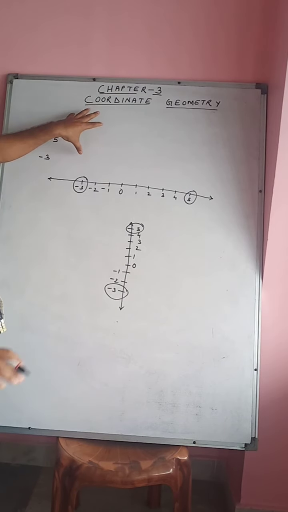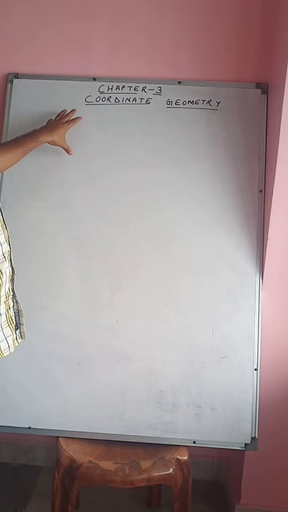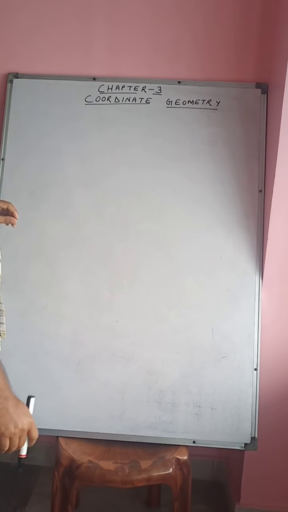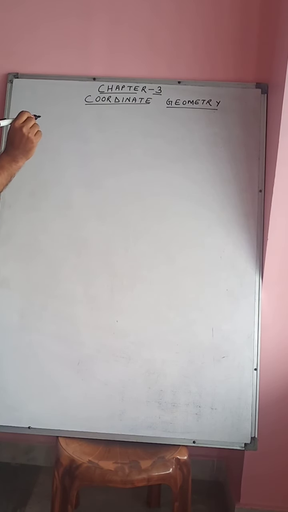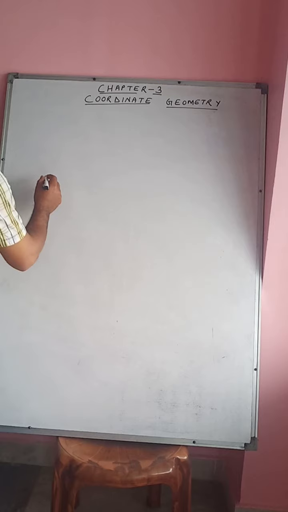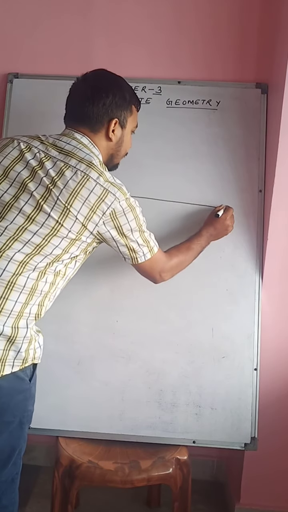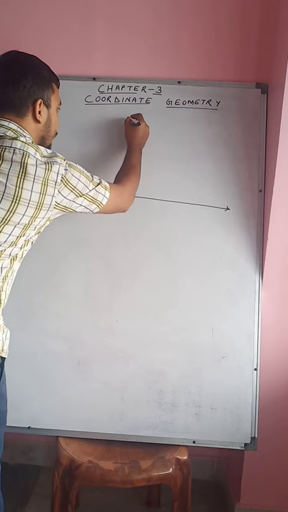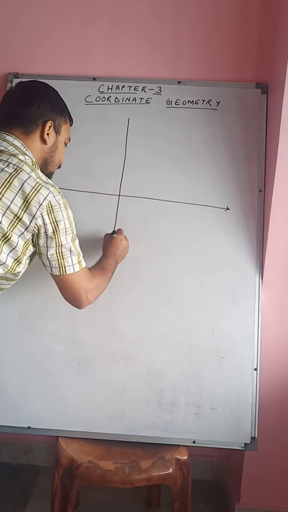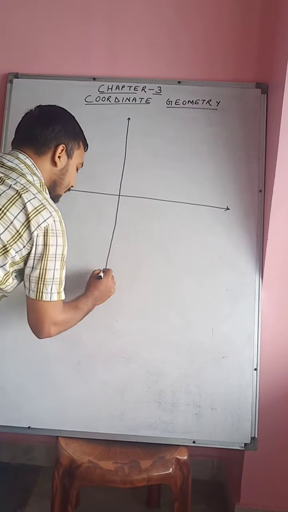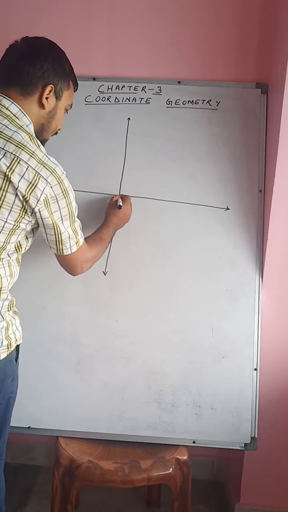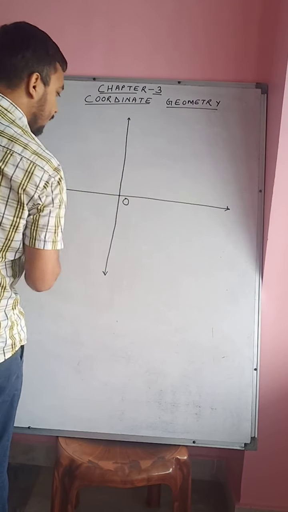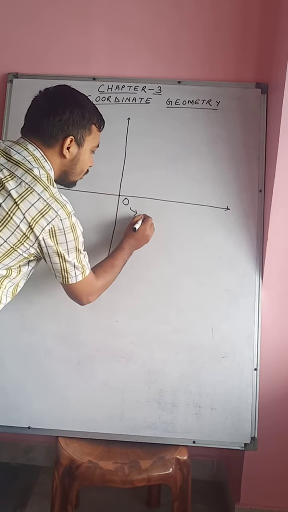Coordinate geometry actually helps us to locate points. Here we will first draw two lines perpendicular to each other: one horizontal line and one vertical line. They are perpendicular to each other. They intersect at point O, and this point O we call the origin.